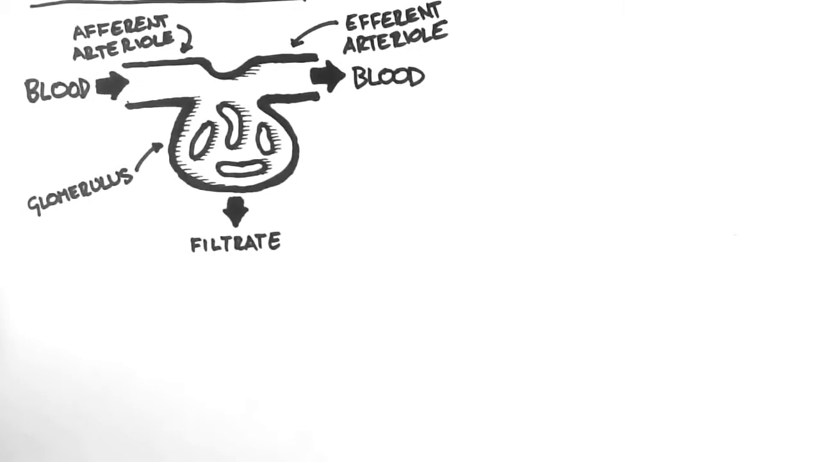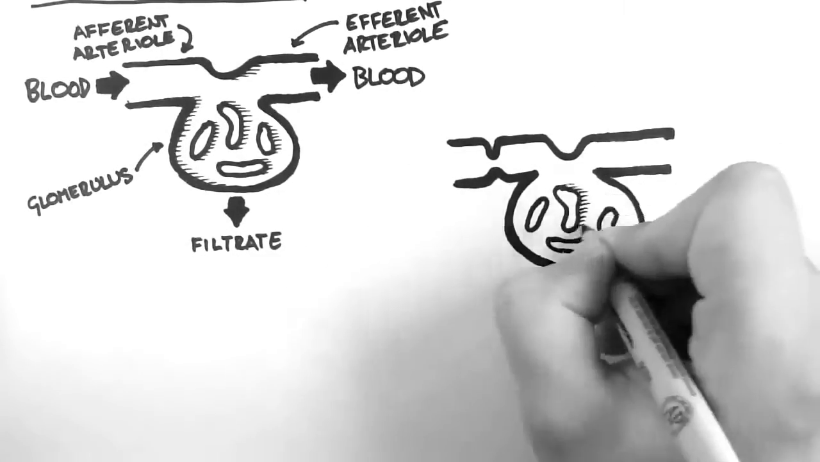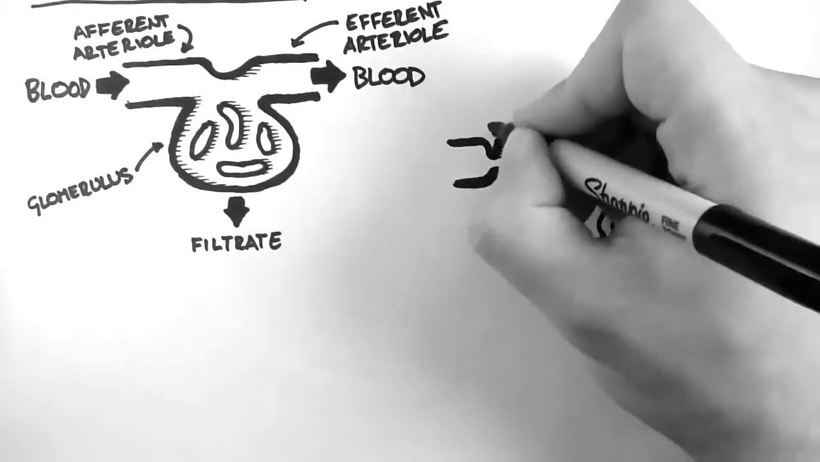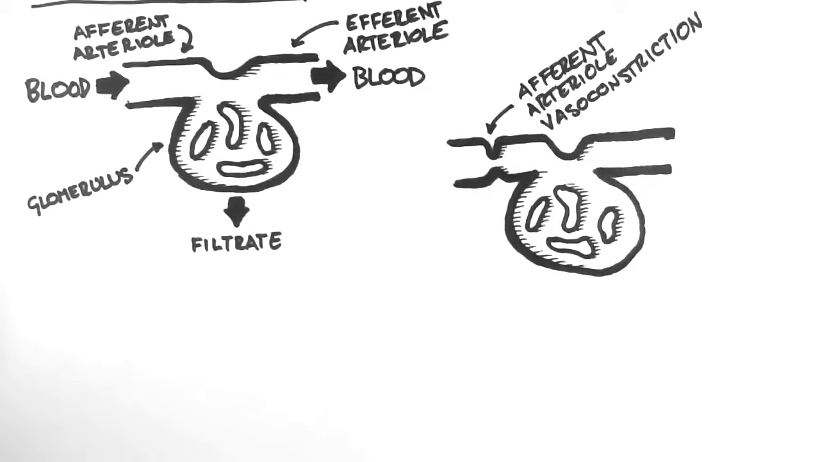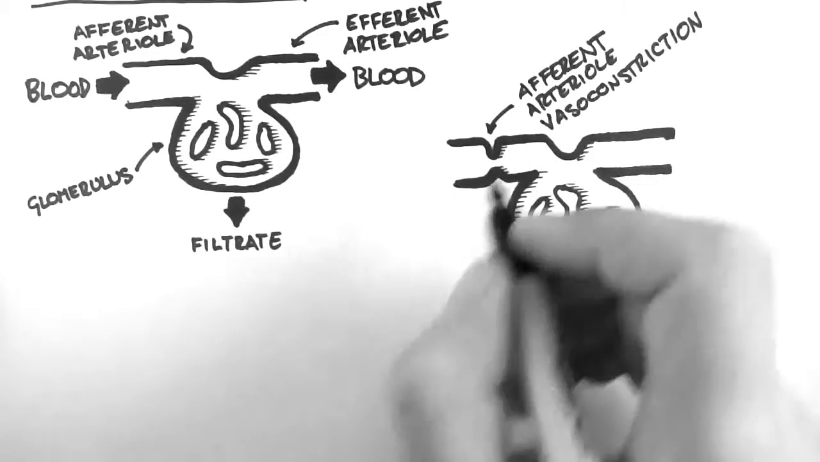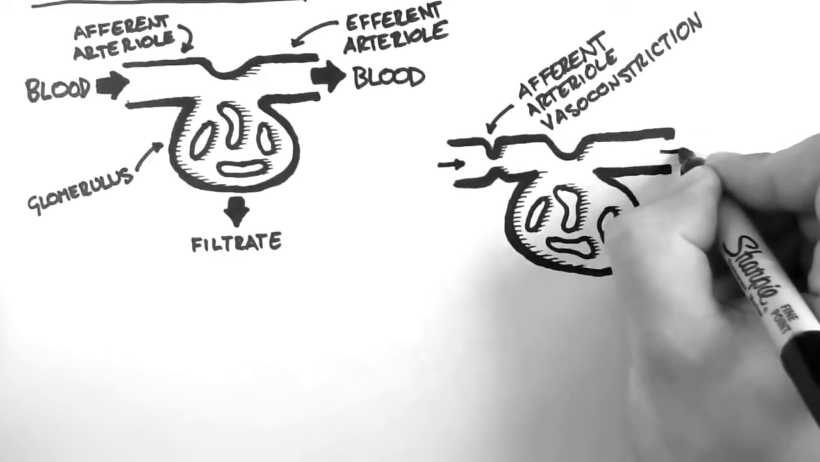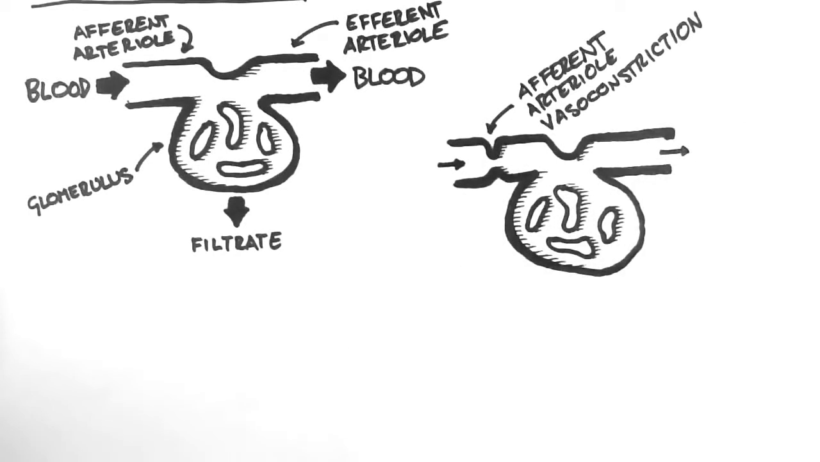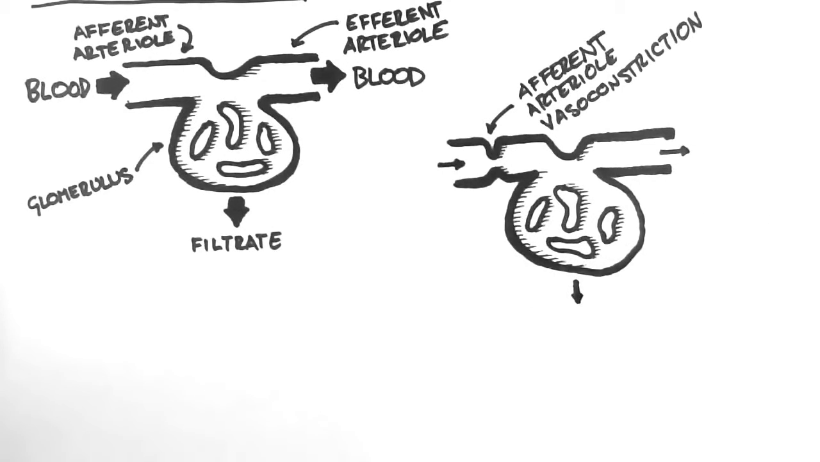So let's look at what happens when we change things around a little. In this situation, the afferent arteriole has been vasoconstricted. This means that less blood is able to enter the glomerulus, and consequently, there will be less blood to leave via the efferent arteriole, and there will also be less blood to be filtered by the glomerulus. Thus, less filtrate will be produced.